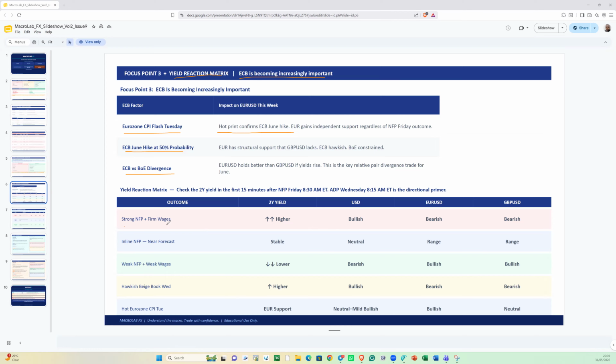A strong NFP and firm wages will push the 2-year yield higher, and that will give us a bullish USD, a bearish Euro USD, and a bearish pound USD. If we have in line, near forecast, it will be stable. We'll have a neutral USD. The market will range all through. A weak NFP, where the yield will price lower, we'll have a bearish USD, a bullish Euro USD and a bullish pound USD.